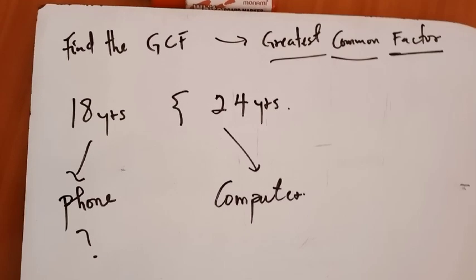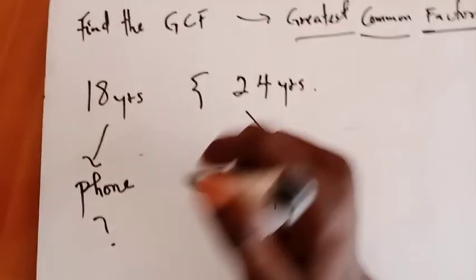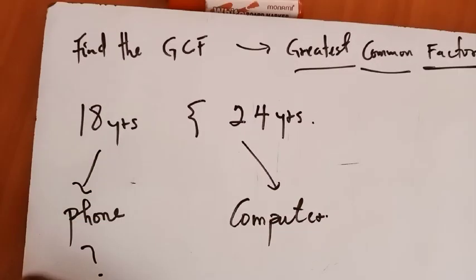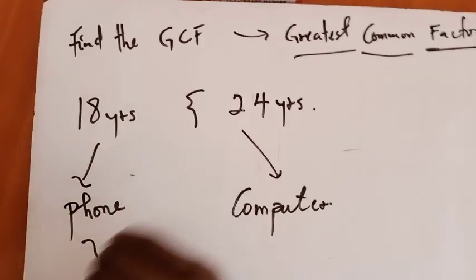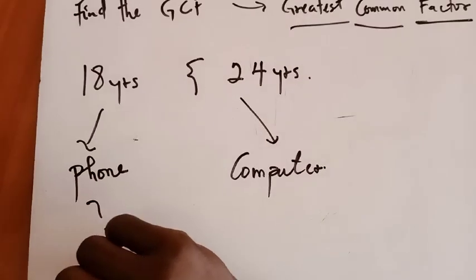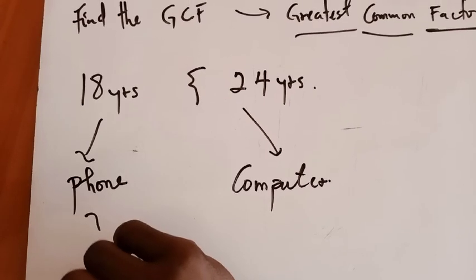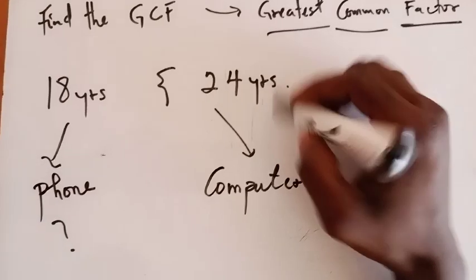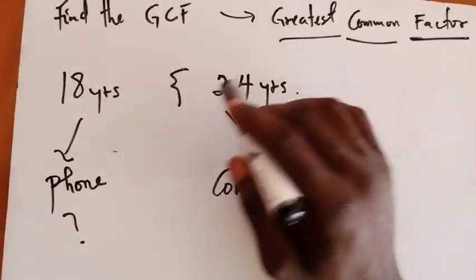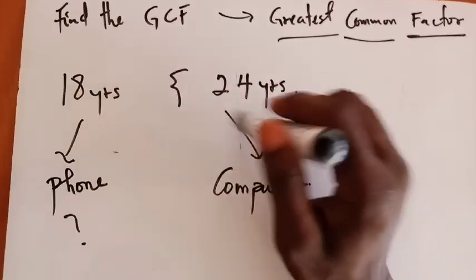Now here's the key, here's the thing here. Assuming you have an 18 years, so this is just for scenario understanding purposes, right? You have an 18 years phone in the market, so you may guess that type of phone if you've ever seen this phone before. And then you have a 24 years computer in the market, right? So those are the two things that you want to find the greatest common factor among the two of them.